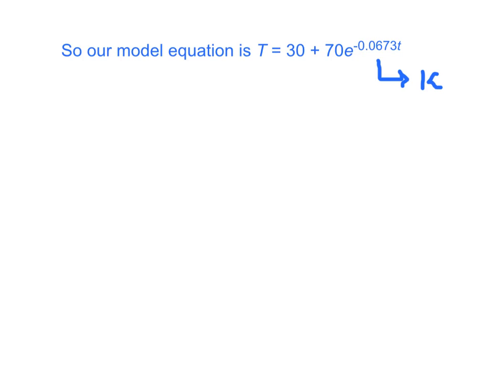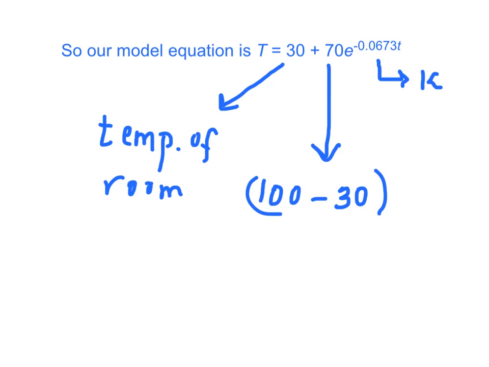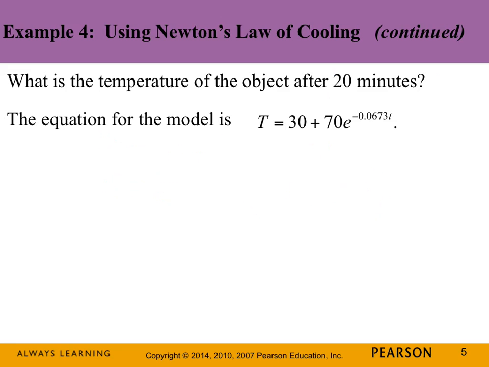And where does the 30 come from? That is the temperature of the room. And where does the 70 come from? Okay, remember the object was heated to 100 degrees Celsius, and we subtract the temperature of the room. So that's where we get the 70 from.